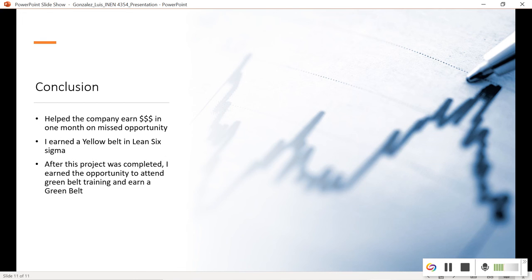In the end, I helped the company earn a few more extra dollars in profit in just one month and eliminate missed opportunity, which would equal hundreds of thousands of dollars if we were to go a whole year ignoring the issue and not doing something about it. And I was able to earn my yellow belt in Lean Six Sigma. Also, after this project was completed, I earned the opportunity to be a part of the Green Belt training, which would allow me to keep going within the company.